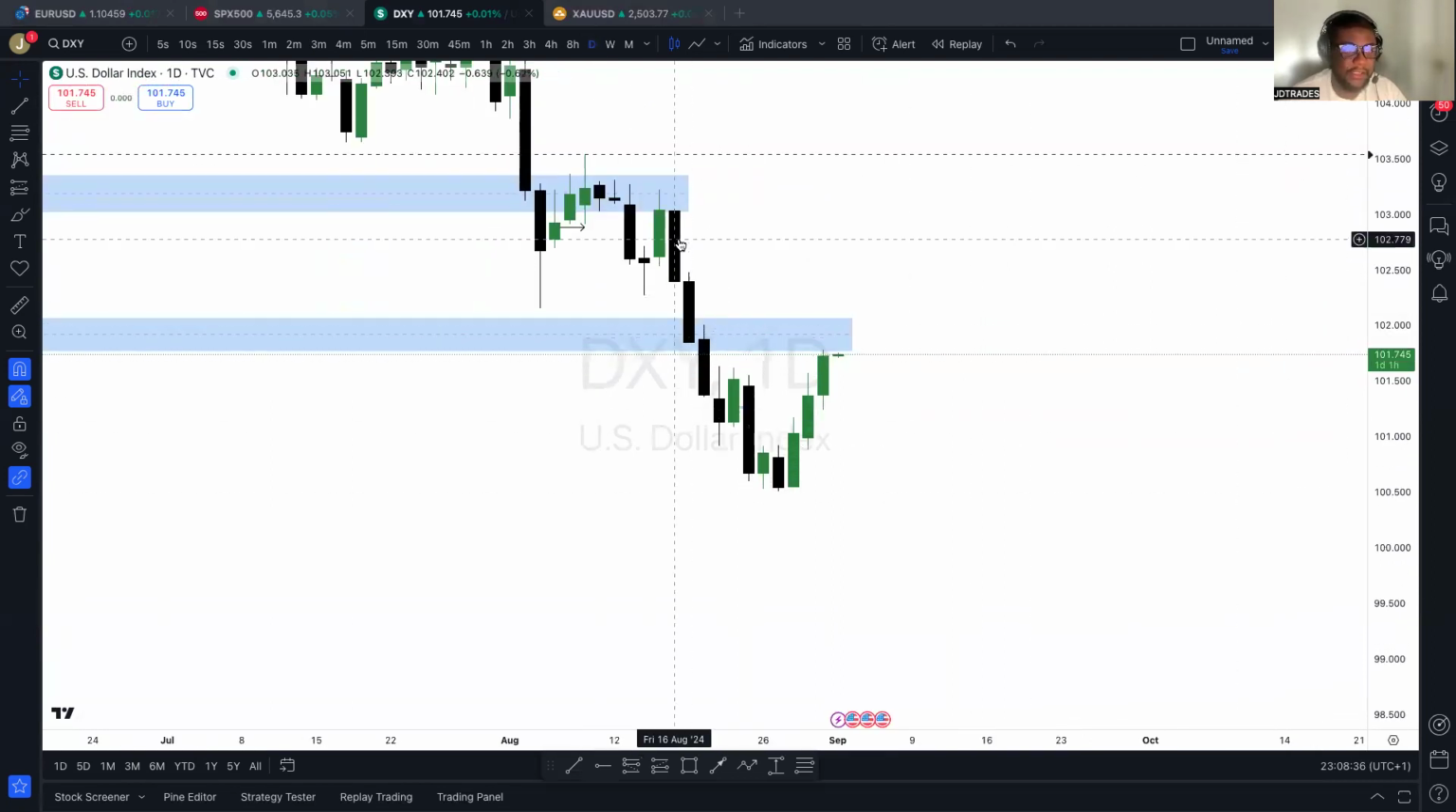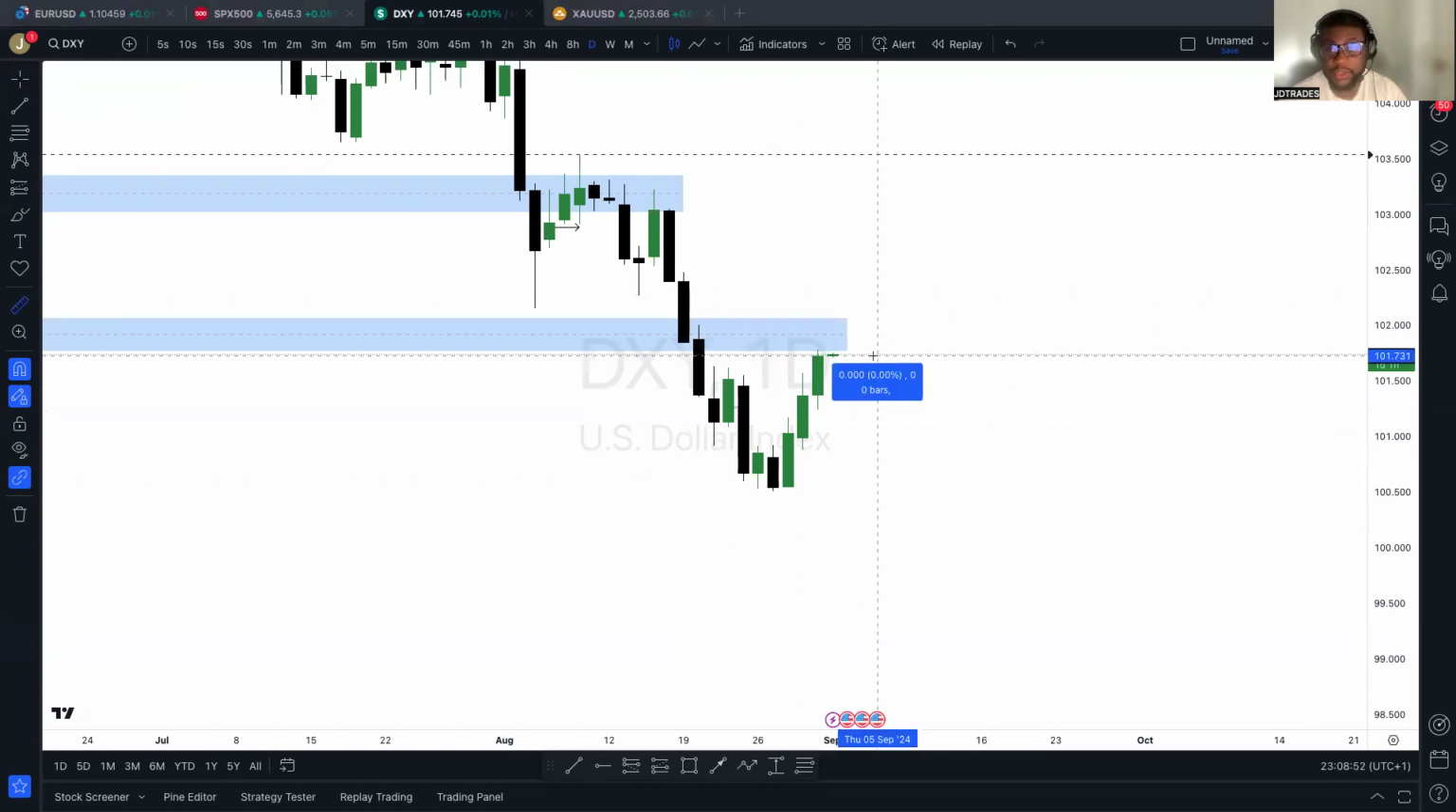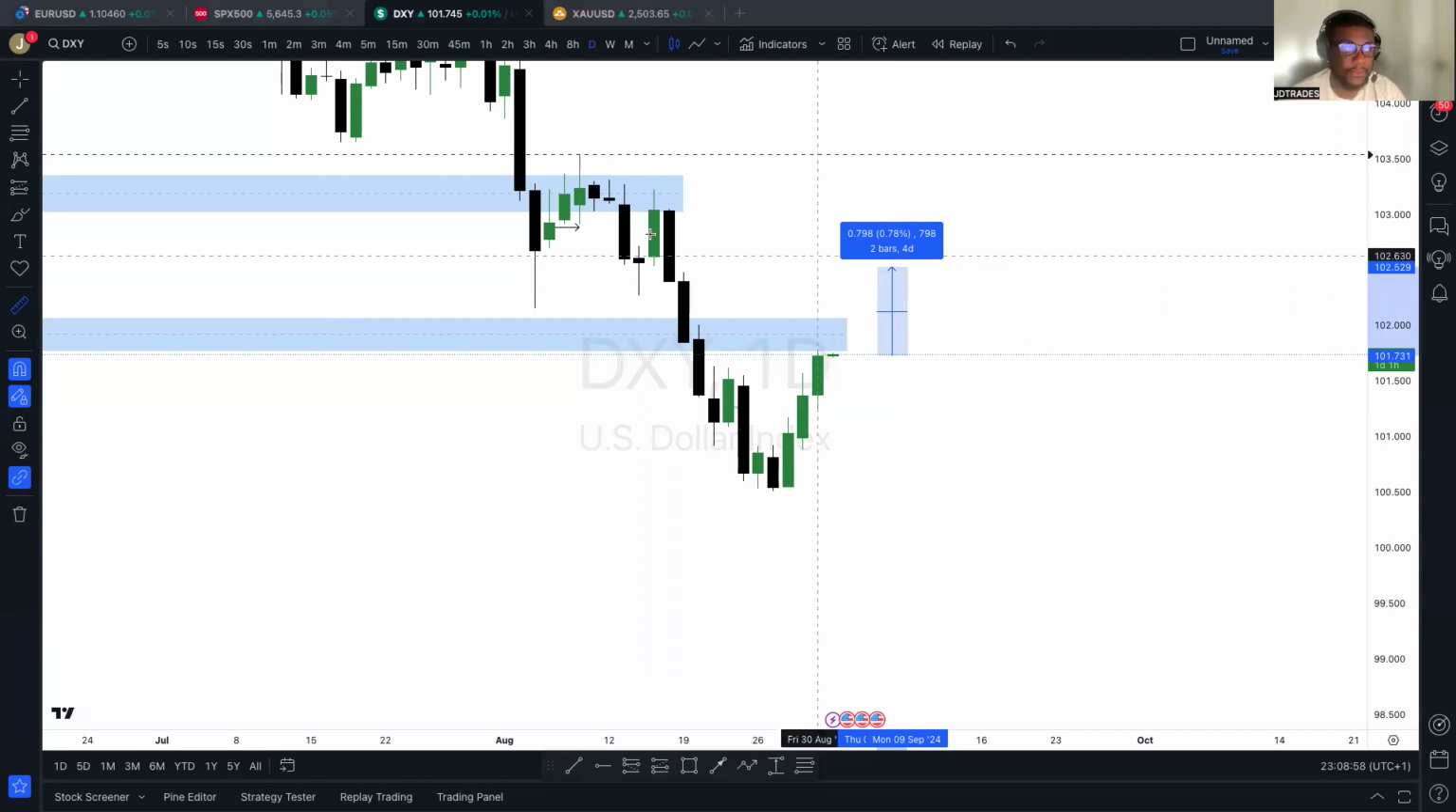As I said to you guys, that daily area here on the DXY is going to be a pretty interesting target. In terms of a pullback, I want to see if we're even going to get a pullback on the DXY. So that is the target for this week. I want to see 102.5 at some point this week, and once we are rushing to 102.5, I'm looking for an entry, some shorts across most of the majors.